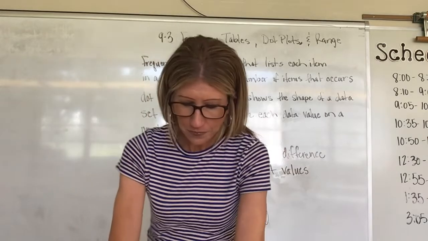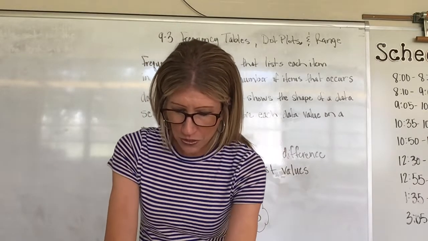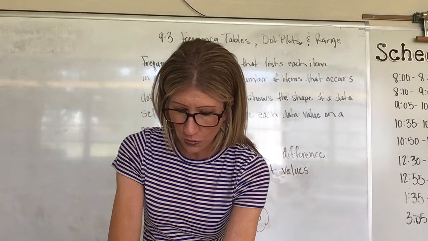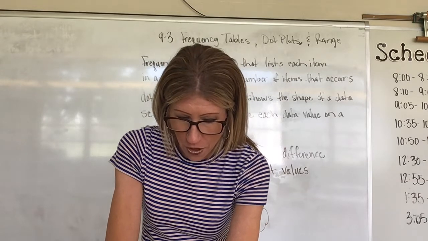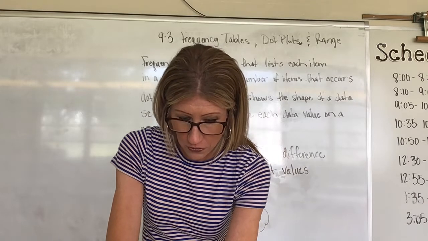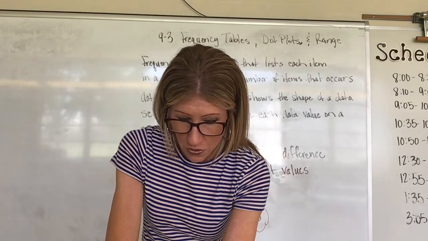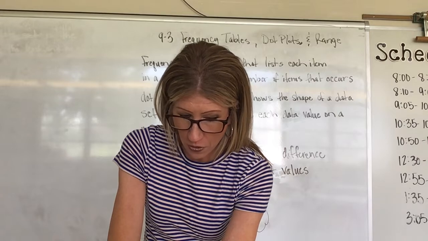Starting on number 1, you were to tell whether each equation is true or false. Should have been pretty simple stuff here. So number 1, false. Number 2, false. Number 3, true. Number 4, false.